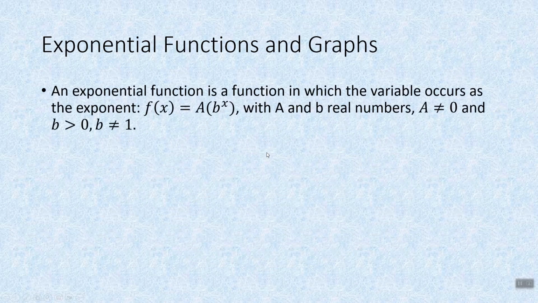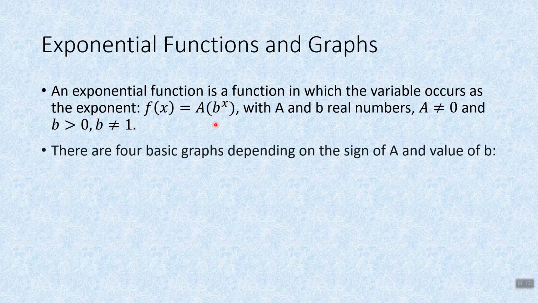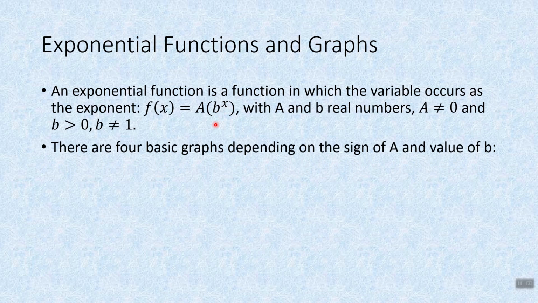So let's look at some exponential functions and their graphs. An exponential function is a function in which the variable occurs as the exponent. For example, f of x equals a times b to the x, with a and b real numbers, a not equal to 0, b positive. Can't be 0, can't be negative, but not equal to 1. If b is equal to 1, 1 to any power is just 1, so it's boring. It's a constant function. Now, there are 4 basic graphs depending on the sign of a and the value of b. Keep in mind, b has to be positive.